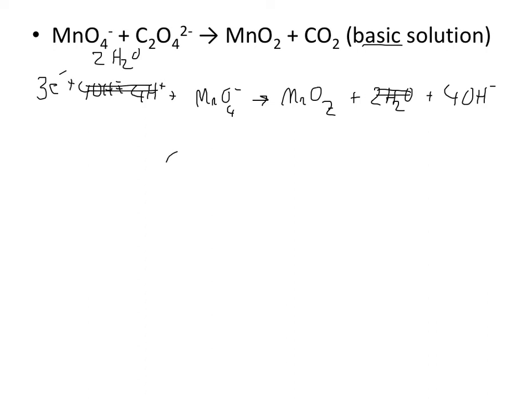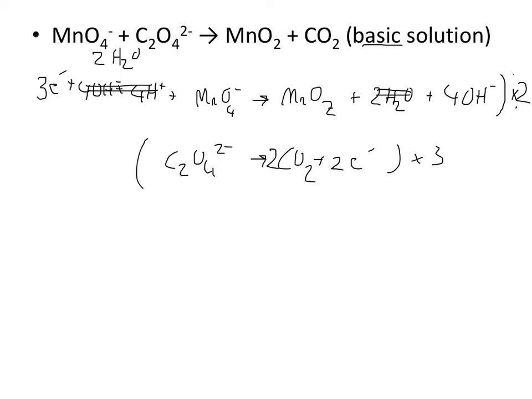Now the oxalate, C2O4 2-, to form CO2. Balance the mass: 2 carbon on the left, 2 carbon on the right, 4 oxygen on the left, 4 oxygen on the right. Now balance the charge, 2 electrons. Now, the least common multiple between 2 and 3 is 6, so we will multiply our top reaction by 2. Oh, probably can't see that. That went off the screen. We will multiply the top reaction by 2 and the bottom reaction by 3.